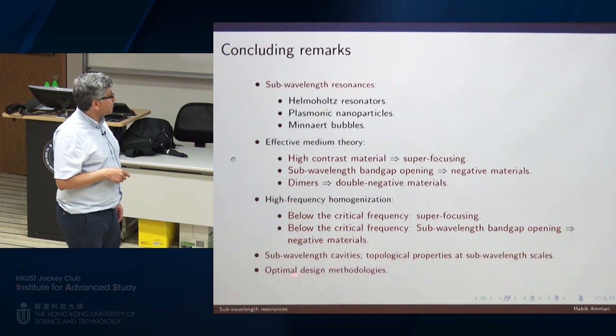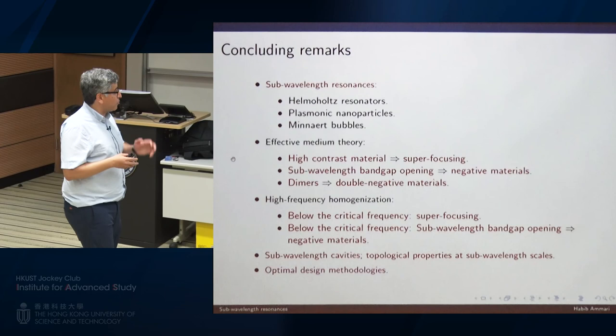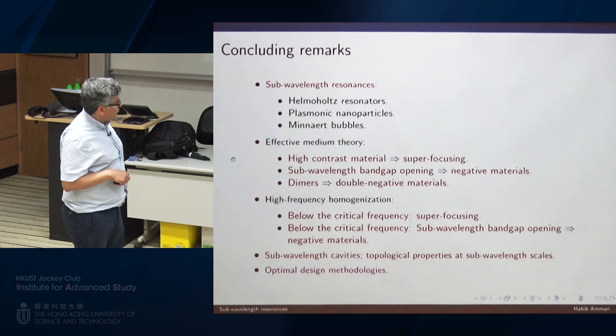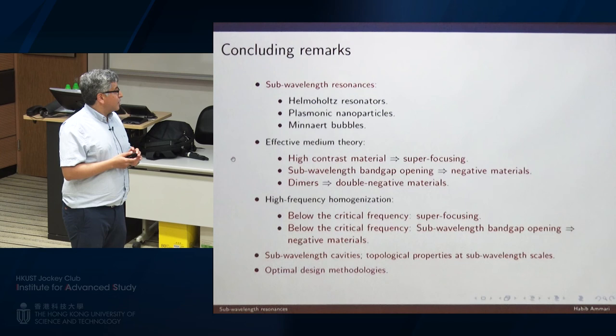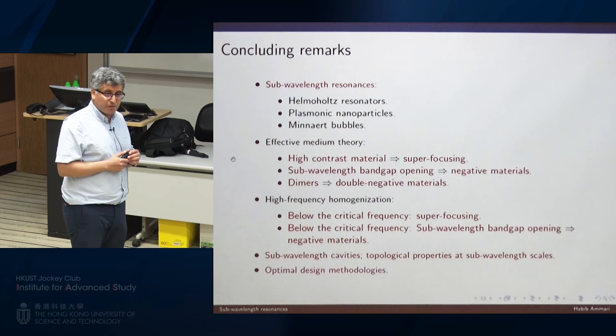Of course, as I said, you can make subwavelength cavities and topological properties at subwavelength scales. And now I think, and I hope, we are prepared for optimal design methodologies, because now we have a better picture of what's going on. We can do some optimal design in a very robust and very clear way. We understand what's going on. I hope you liked it. Thank you very much.